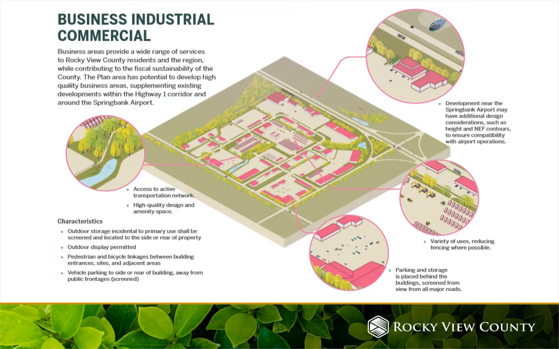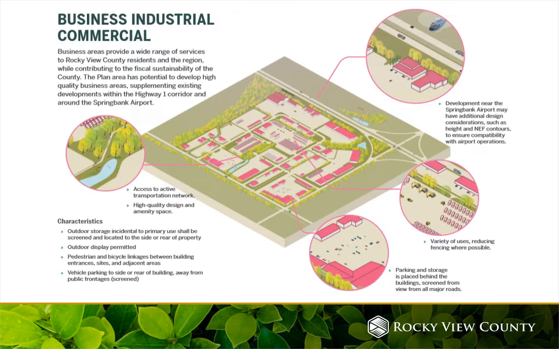The current North Springbank ASP identifies the area around the airport and along the Highway 1 corridor as business areas. The county plan defined these areas as a highway business area and a regional business center around the Springbank Airport. This plan further identifies specific land uses that may be appropriate for these areas. 4 types of business areas are identified as follows.